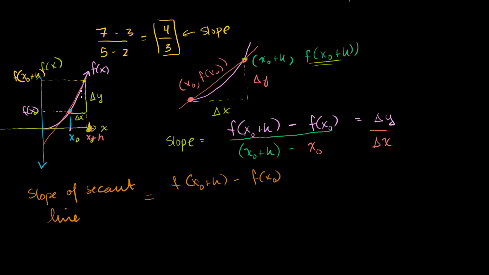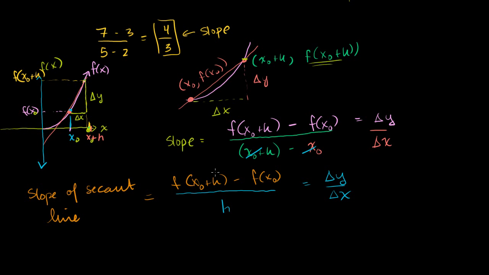So that just tells us the change in y. It's the exact same definition of slope we've always used, over the change in x. And we can simplify this. We have x naught plus h minus x naught. So x naught minus x naught cancel out, so you have that over h. So this is equal to our change in y over change in x.